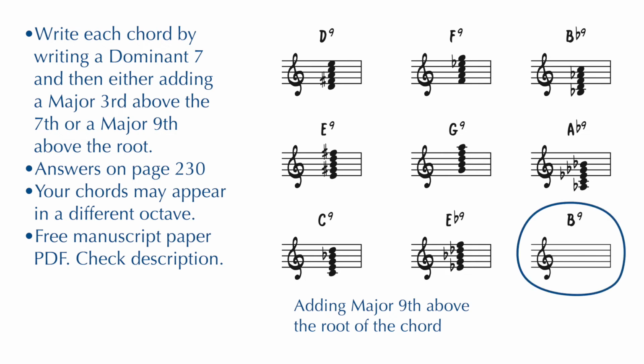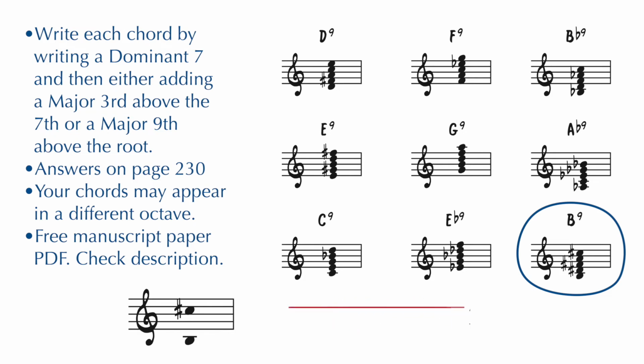And number 9, B9. First write a B7 chord. That's going to be B, D sharp, F sharp, and A. Then we add a major 9th above the root. The root, of course, is B. Major 9th above that B is this C sharp. Stack them all up. We have B, D sharp, F sharp, A, and C sharp, B9.